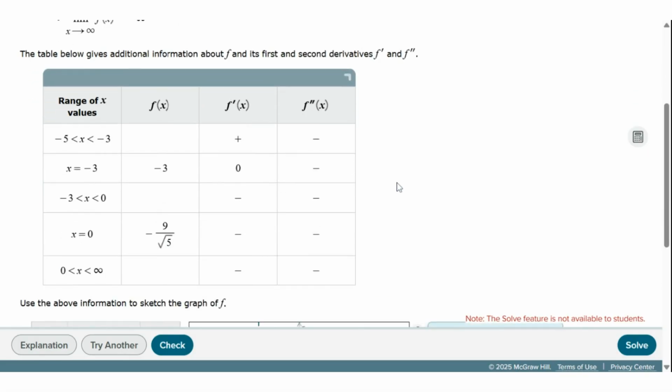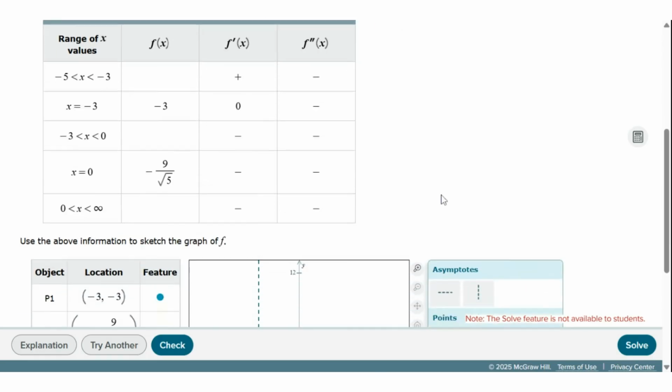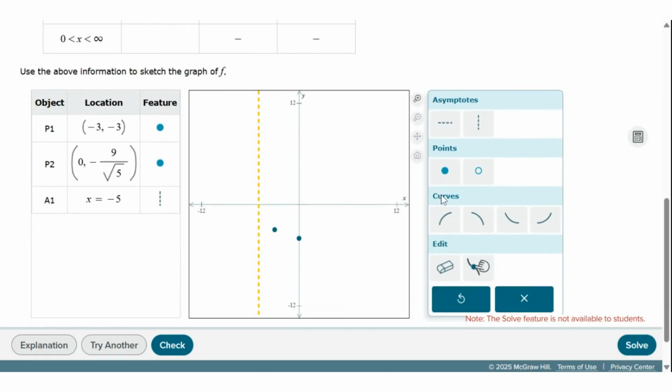And they've also given us this table here, which has a couple of points on it. The point -3, -3 is on the graph, and the slope there is horizontal. And then the point 0, -9 over the square root of 5 is on there. And then we've got this table about the first derivative and the second derivative, which tell us slope and concavity. So what I've done so far is put that asymptote down at -5, and then graph those 2 points.